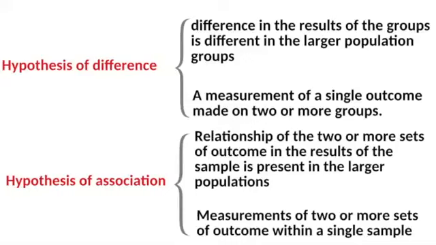The hypothesis of association states that the relationship of the two or more sets of outcome that we see in the results obtained from the sample is also present in the larger populations from which the sample came. Testing of hypothesis of association involves measurements of two or more sets of outcome within a single sample. Examples of research questions where hypothesis of association is tested were given when we described the scales of measurements.